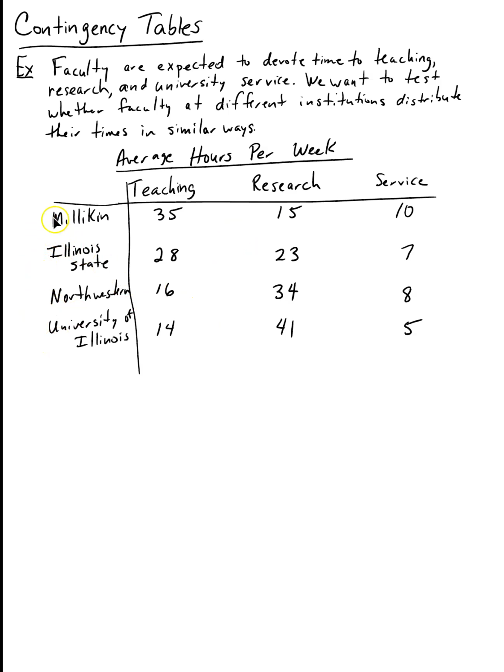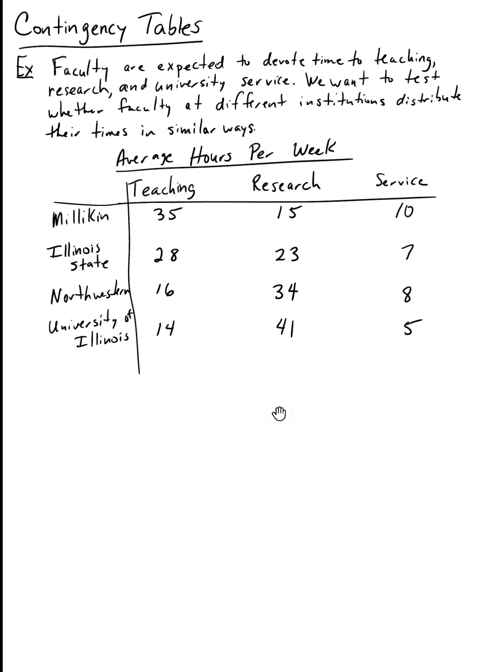And we're going to split each of these independent populations into the same number of categories, identical categories, in fact. And they're going to be mutually exclusive and exhaustive, like they were in the previous section. All right. So we've got Millikan faculty, say, spending 35 hours per week on teaching, 15 hours per week on research, 10 hours per week on service, and so on down the line.